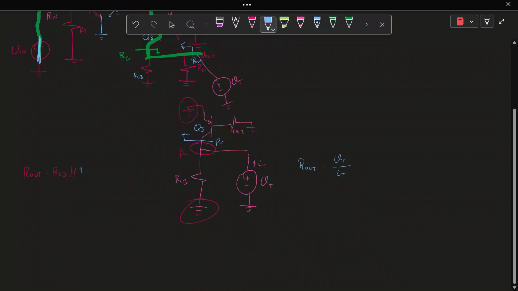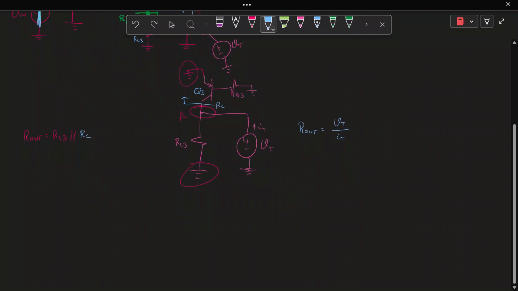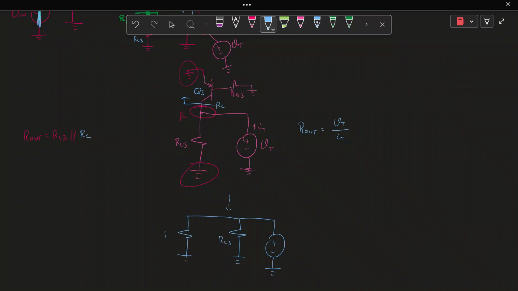RC3 is in parallel with RC, right? It's in parallel with this blue RC here. So what can we do? Well, we can actually model this as a voltage source in parallel, of course, with respect to ground, RC3, and then in parallel with RC. And what do we have here? This here is RC.